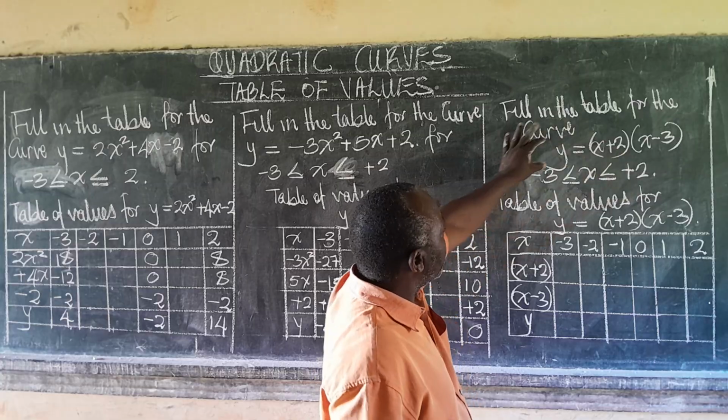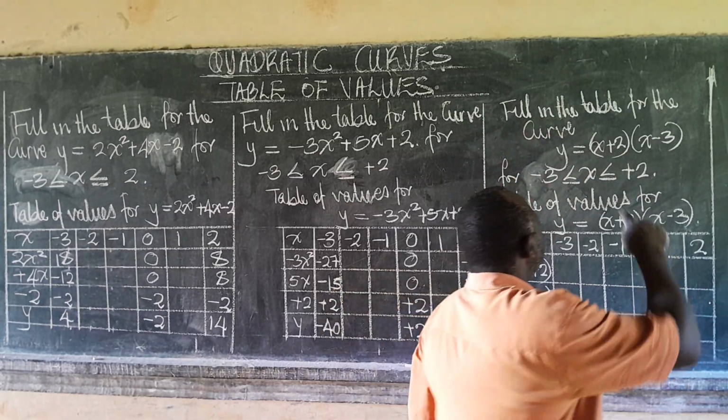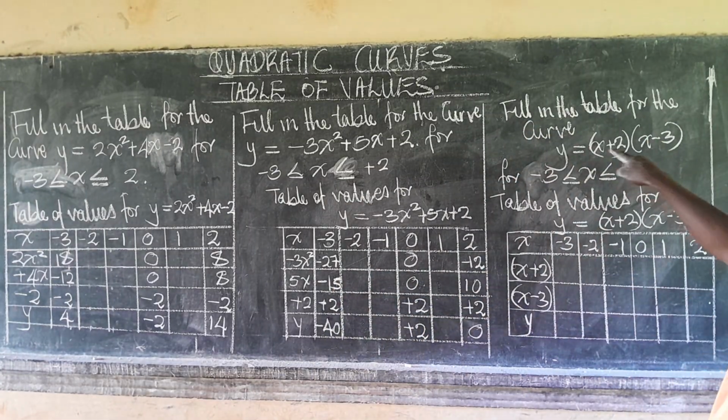Fill the table for the curve y equals, open the bracket, x plus 2, close the bracket, open the bracket, x minus 3, close the bracket. This one is very critical and it is self-explanatory. What does this mean? It means that first get the value here, and also get the value here, then after that, when you have two brackets, it means that you have to multiply.